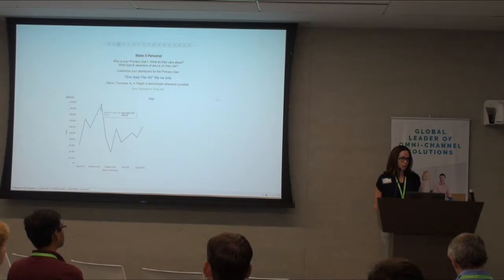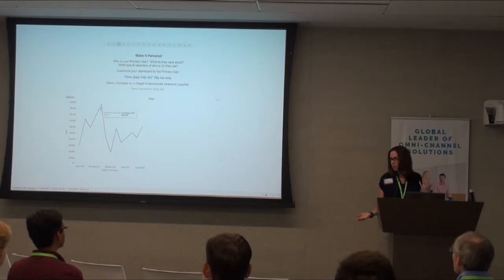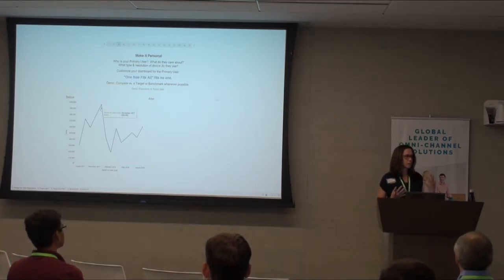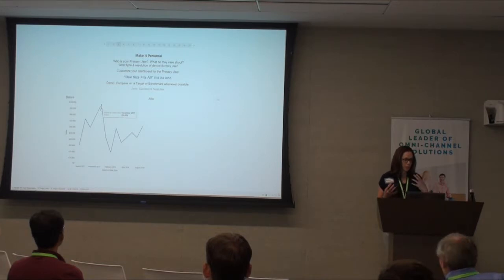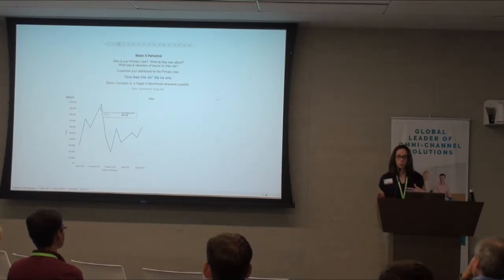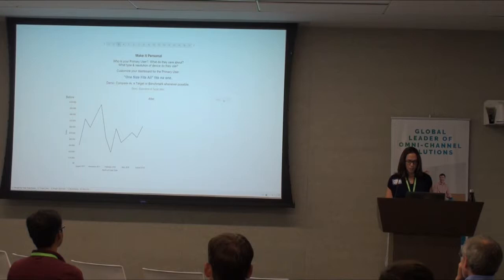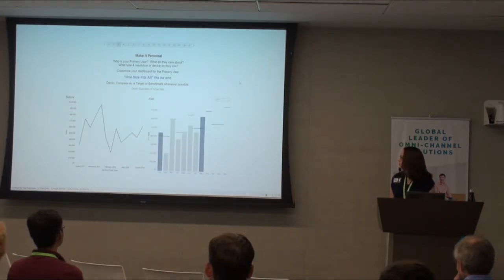It's not telling me, is it good or bad that I sold $96,000 in December of 2017? How does that compare to last year? How does that compare to my goal? Am I meeting my goal? That's the difference between making it informative and making it personal. So this is an example of one way to make it personal.